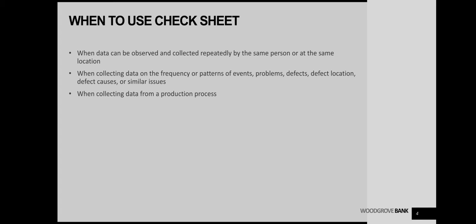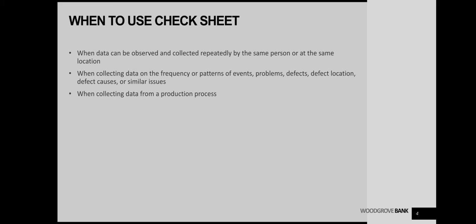When to use a check sheet? When data can be observed and collected repeatedly by the same person or at the same location. When collecting data on the frequency or patterns of events, problems, defects, defect location, defect causes, or similar issues. When collecting data from a production process.